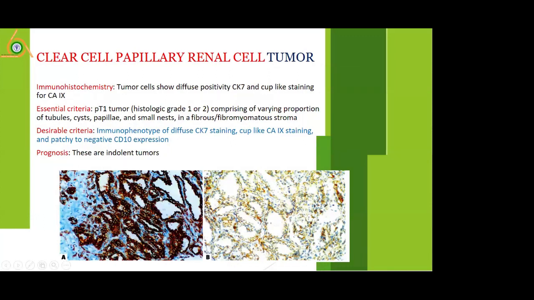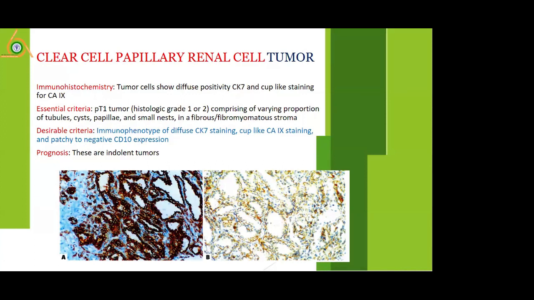The classical picture is diffuse CK7 staining and cup-like CA9 staining. So CK7 has to be diffuse to call it clear cell papillary. If you're not seeing CK7 positivity which is diffuse and strong, you should refrain from calling it a clear cell papillary tumor. And CA9 should not be diffuse. It should be just cup-like, or on the tips of the lining of the cells. Diffuse, strong, membranous, box-like positivity is seen in clear cell RCC, whereas cup-like is seen in clear cell papillary renal cell tumor. Okay, so clear about this.